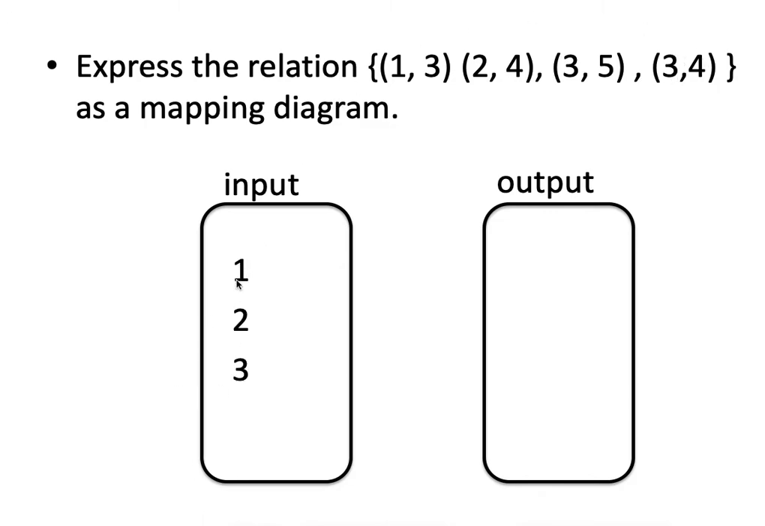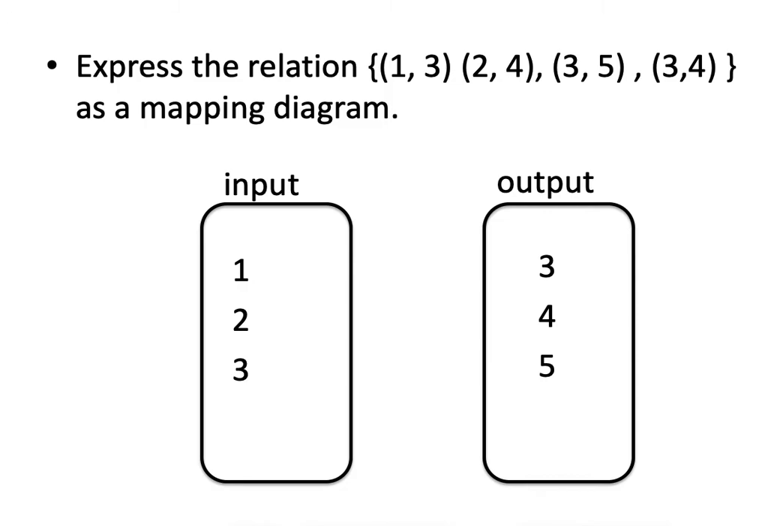And we're just going to put that in: 1, 2, 3. We're only saying what the inputs are, and we're not going to repeat the 3s. We're going to say 1, 2, 3. Okay. Then in the output, you do the y values. So what are the y values we have? Well, we have 3, 4, 5, 4. So we're only going to put down what we have: 3, 4, and 5. Okay. Now, the last step is to express it as a mapping.